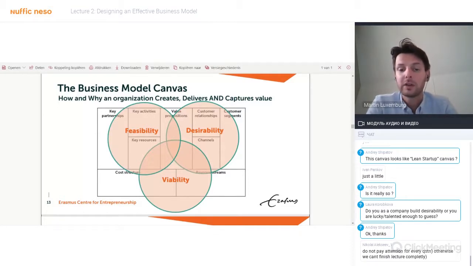And that is what we added to the business model canvas: the business model delta. And I will go into that. So I will switch again to another presentation.